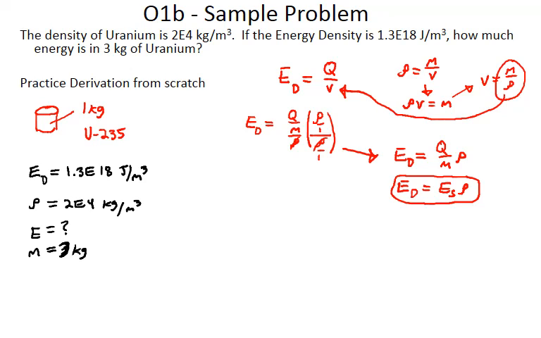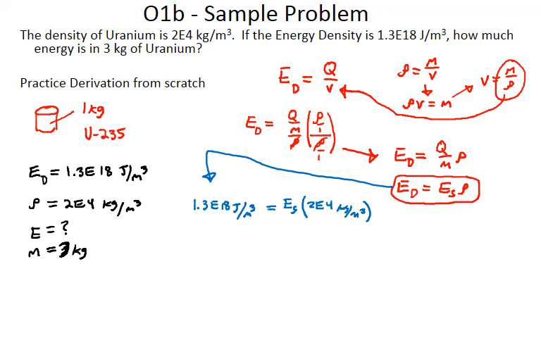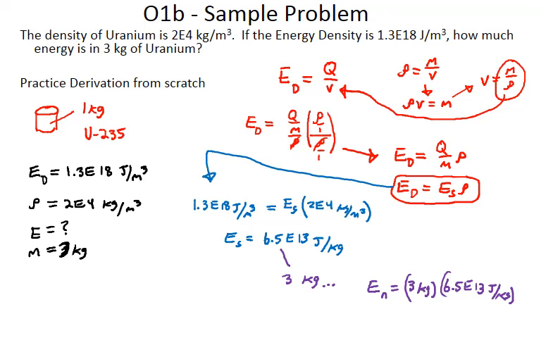And we have our values here. We have the energy density is 1.3 times 10 to the 18th joules per meters cubed. The density is 2 times 10 to the 4th kilogram per meters cubed, and the mass is 3 kilograms. The specific energy, therefore, is 6.5 times 10 to the 13th joules per kilogram. And for 3 kilograms, then, we'll get a total of 1.95 times 10 to the 14th joules.